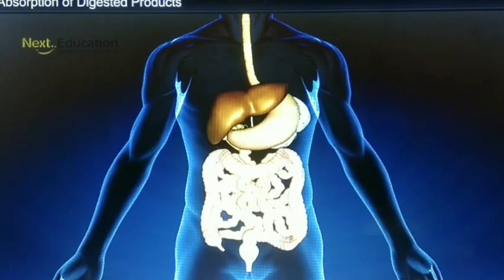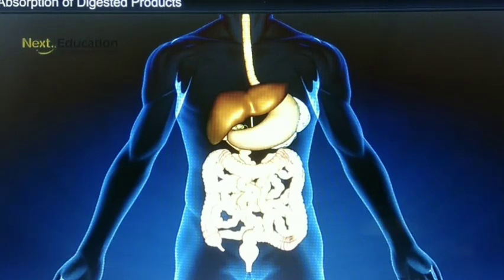Today we are going to learn the next very important process in nutrition called absorption of digested products. As you all know, absorption takes place mainly in the small intestine. After digestion, the complex molecules are broken down to simpler ones, and those simpler ones have to be taken into the blood capillaries. That happens from the small intestine.